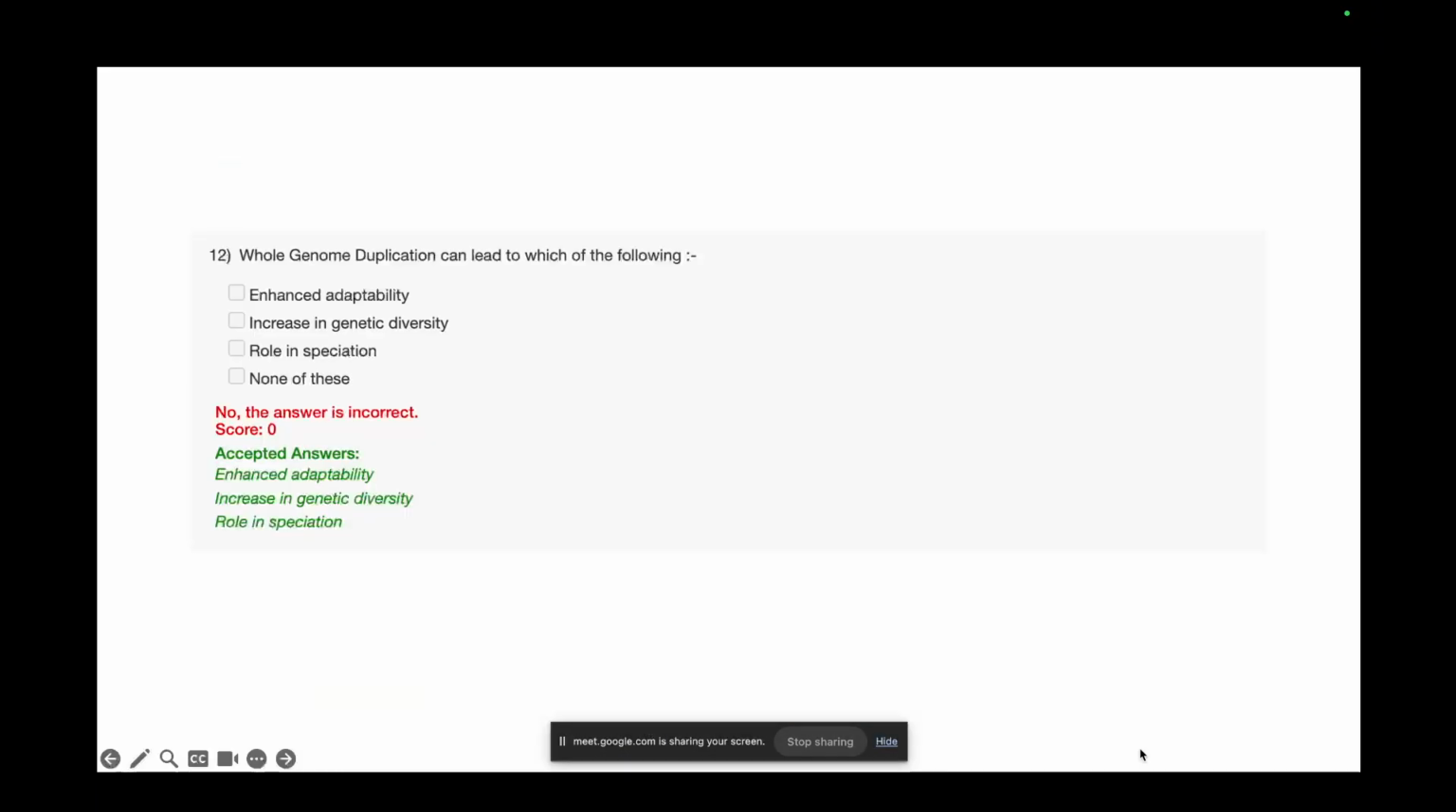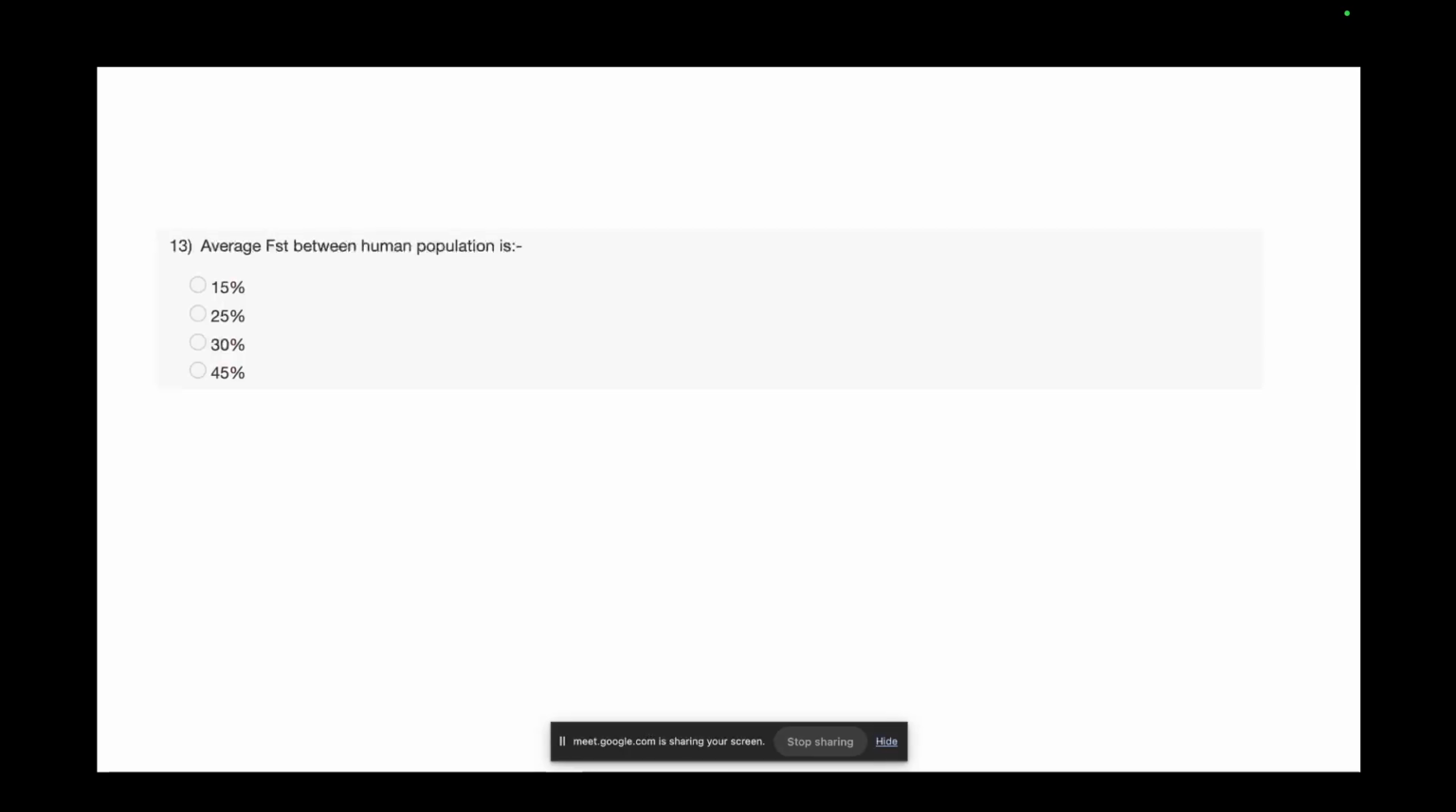Yeah, the answer is all three. I think this was self-explanatory. Increased adaptability will increase genomic diversity and also can lead to speciation, as we see in our hypothesis. So, okay, this we have not discussed.